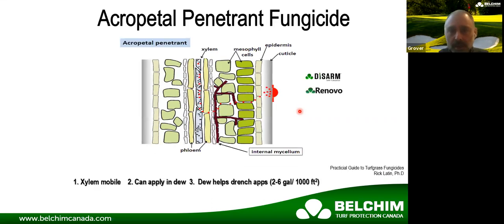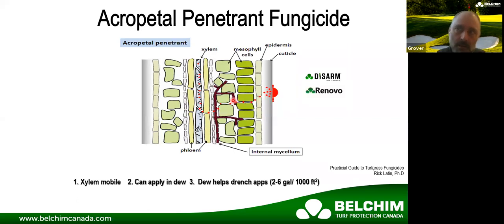Now let's look at the acropetal penetrants. These fungicides, once they've left the nozzle, come into contact with the leaf blade. They have a high affinity to the water gradient inside that plant. As the fungicide makes its way into the plant, it travels in between cells towards the xylem so it can make its way to the tip of the leaf blade. But it's important to note that where and when it comes into contact with that pathogen, that's when you're getting control.